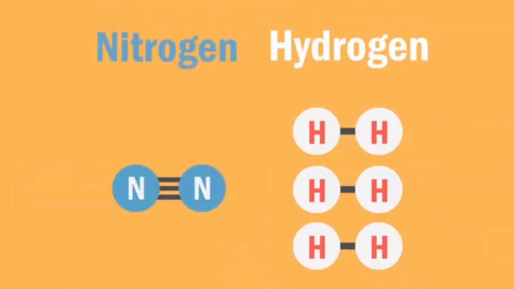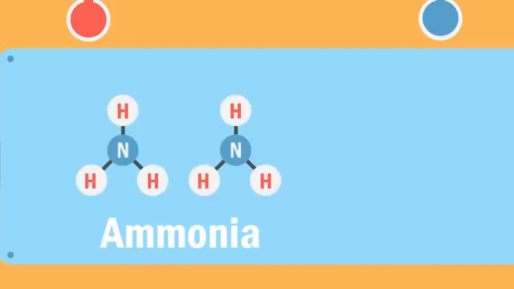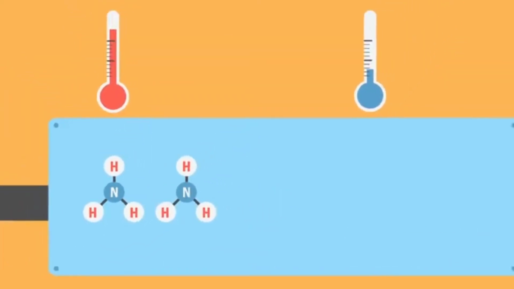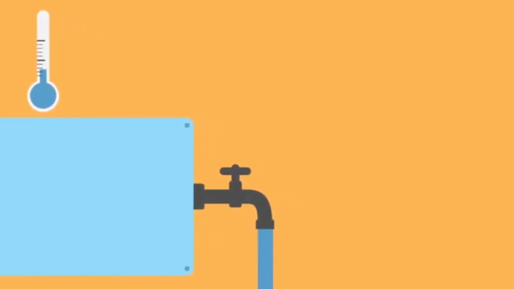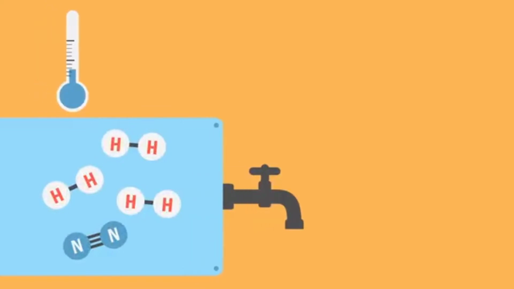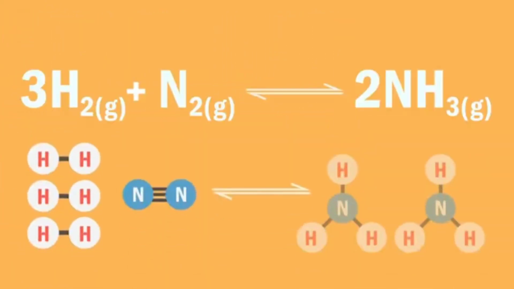These gases are then compressed and delivered to the reactor, where ammonia is produced. These gases are then cooled down and ammonia is liquefied, ready to be tapped off. Unused hydrogen and nitrogen are recycled back to the reactor. Let's revisit this reaction again.